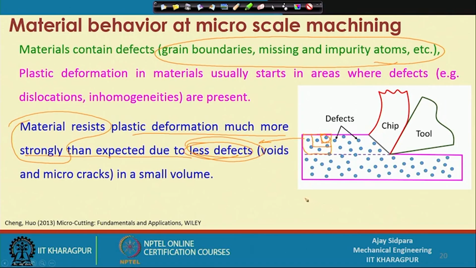So, let me finish this lecture here, and we will continue from the next class with more detail on micro machining operations. Thank you very much.